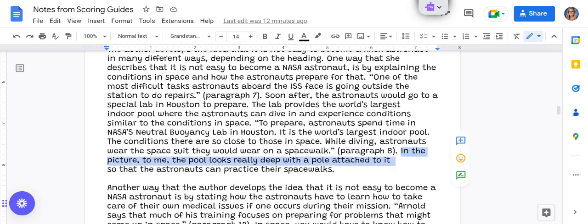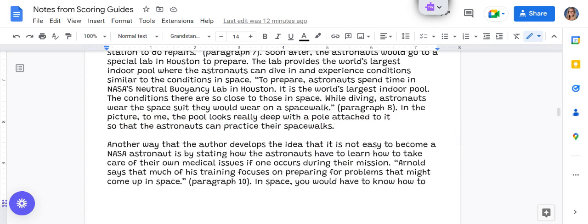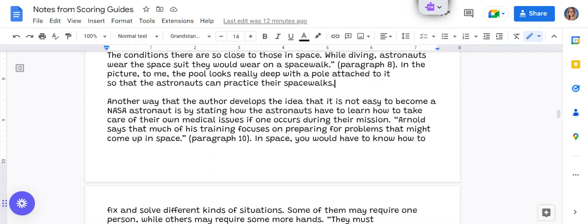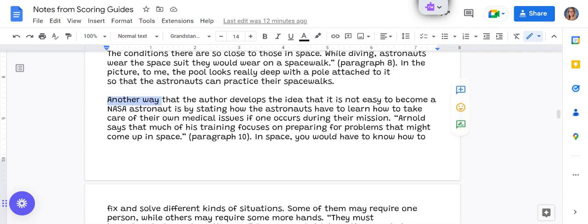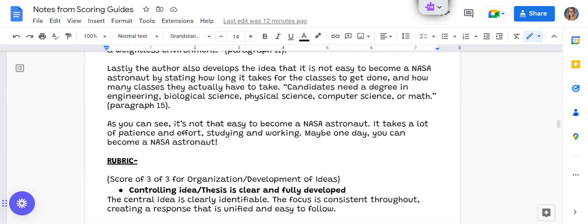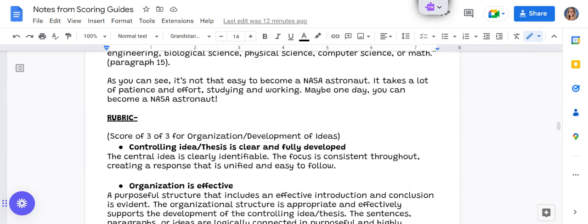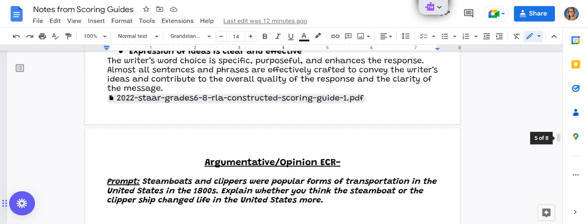I like how the student says, in this picture, to me, the pool looks really deep with a pole attached to it so the astronauts can practice their spacewalks. You can tell this is written in the student's own language, and they're not just copying. I love the transitions. Another way. Lastly, as you can see. Okay, so that's the rubric.